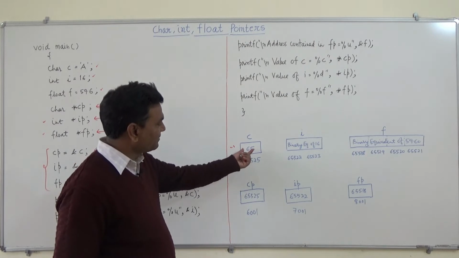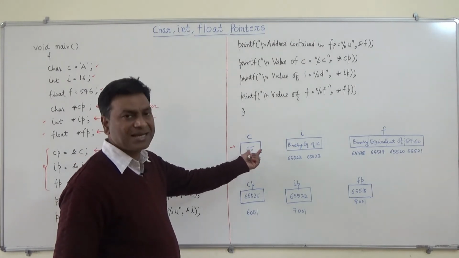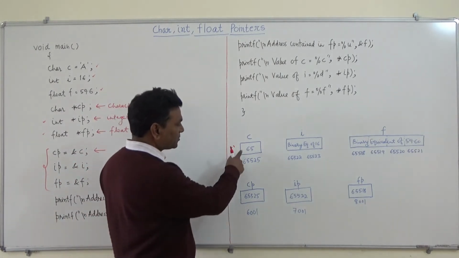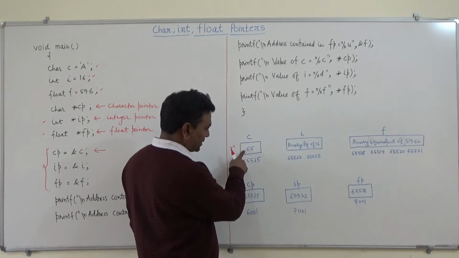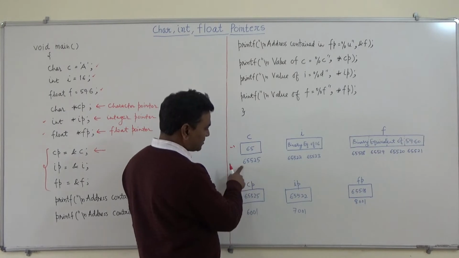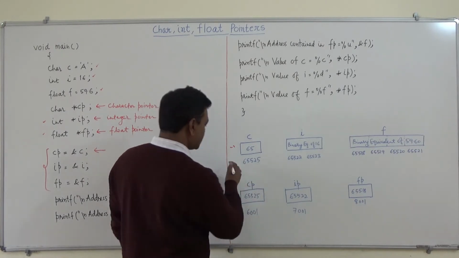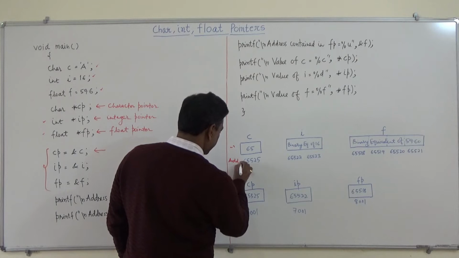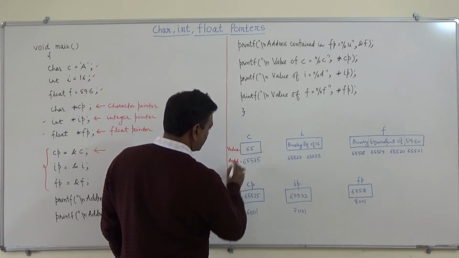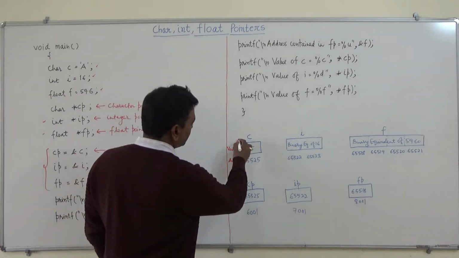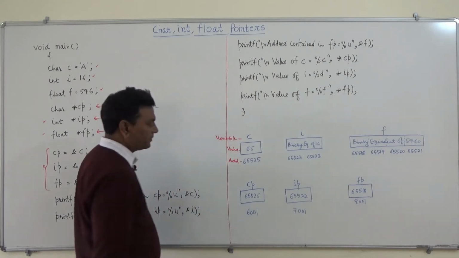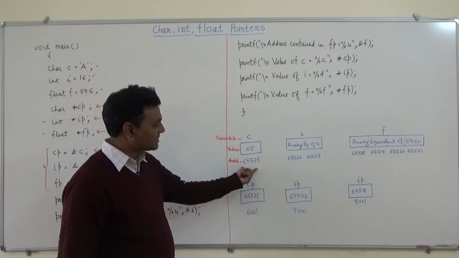So this is 65, this is the ASCII value of A. So we can say these are the values, like this is the value of character C, and this is the address in the memory. So this is 65525. So we can say this is the address and these are the values, and this is the variable. So its address is 65525.